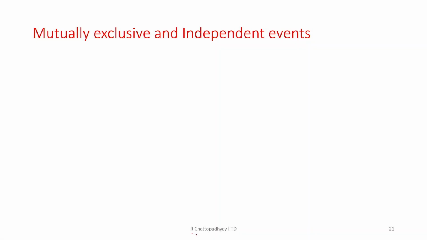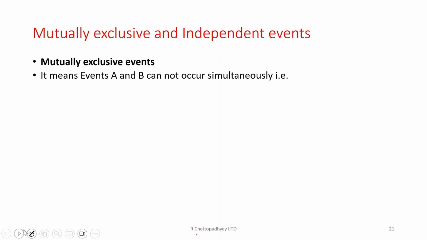Now comes mutually exclusive and independent events. I've already discussed mutually exclusive events earlier, and we'll now discuss independent events also. Mutually exclusive events means events A and B cannot occur simultaneously. That is mutually exclusive.